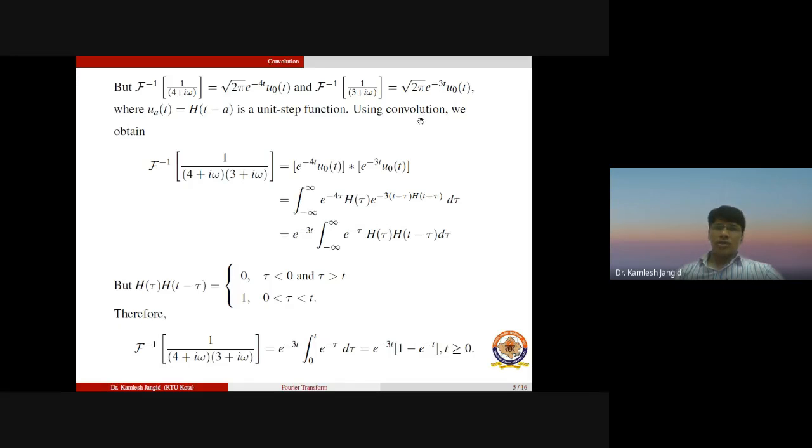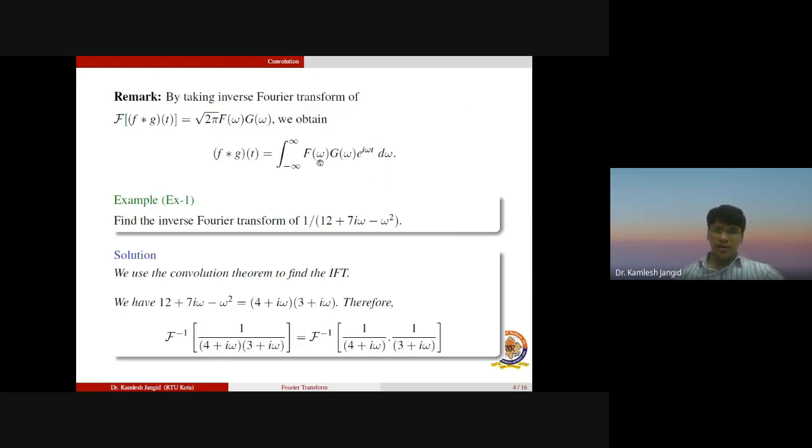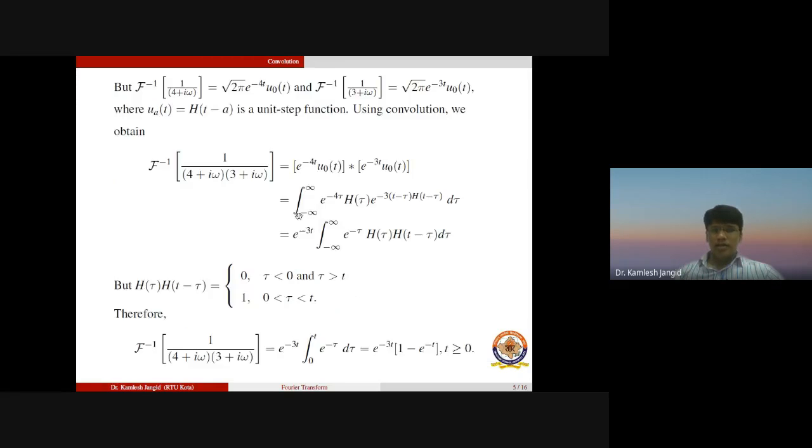Now, if we use the convolution theorem, then the inverse Fourier transformation of this term is equal to the convolution of their inverse Fourier transformations. So this is e raised to the power minus 4t u naught t convolved with e raised to the power minus 3t u naught t. Now, by the definition of the convolution of two functions, this implies the integral from minus infinity to plus infinity of e raised to the power minus 4 tau h of tau, times e raised to the power minus 3 times t minus tau h of t minus tau d tau.